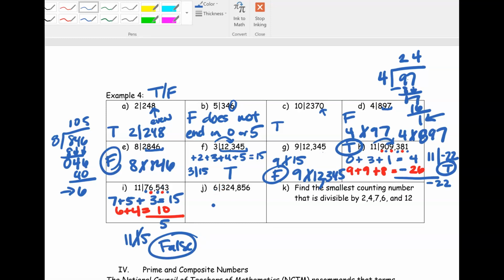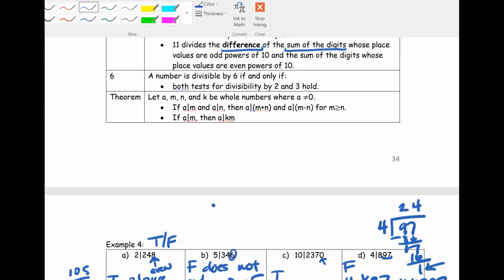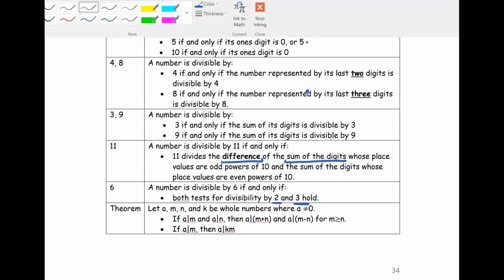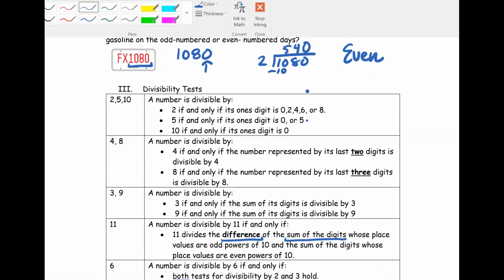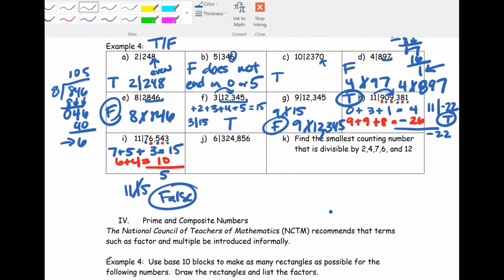So if you look above, a number is divisible by 6 if and only if both tests for divisibility for 2 and 3 hold. So let's go back and review those. A number is divisible by 2 if it ends in 0, 2, 4, 6, or 8. So let's check that out for the number that we're looking for. And then it's divisible by 3 if the sum of its digits is divisible by 3. So let's go look at our example.